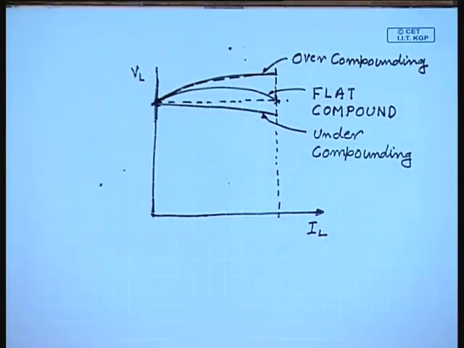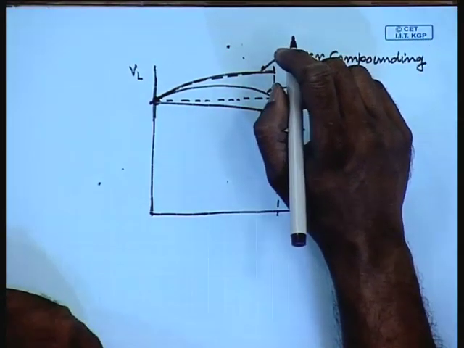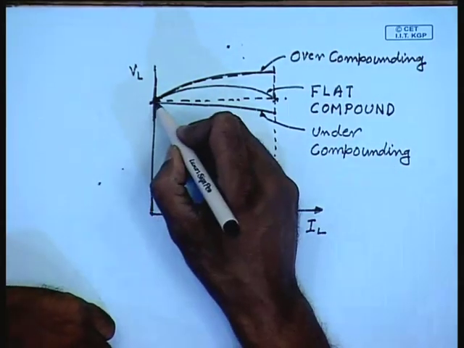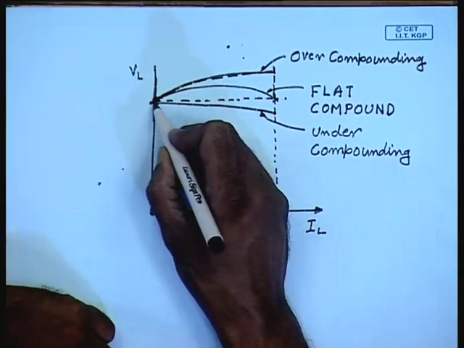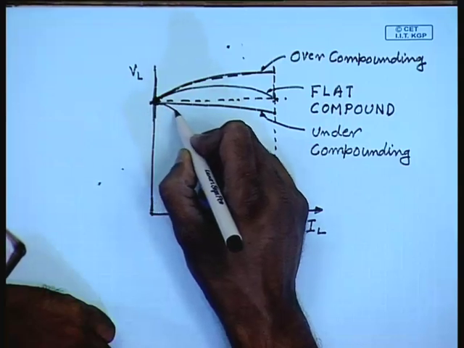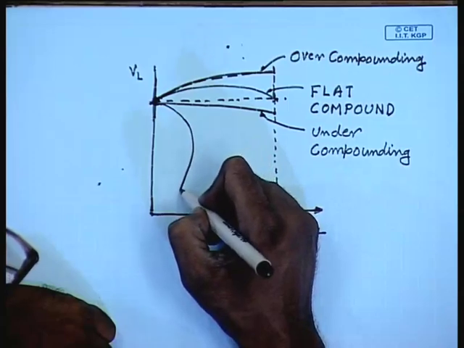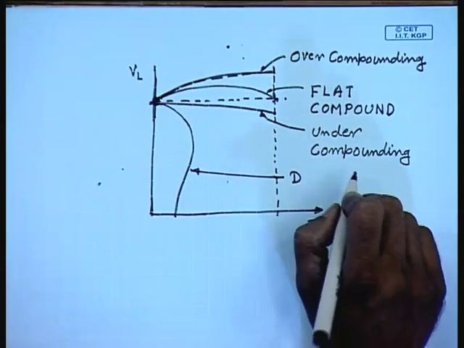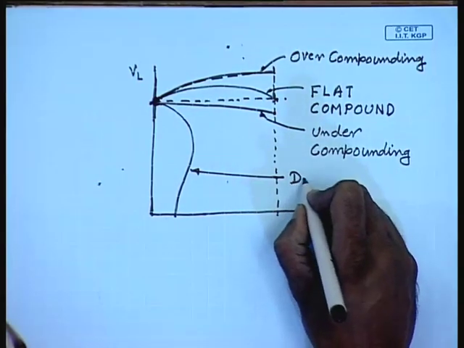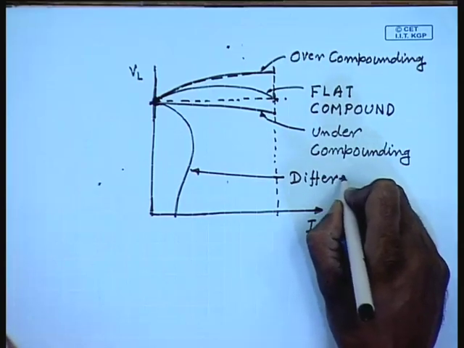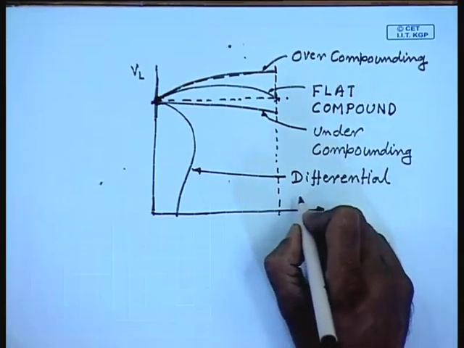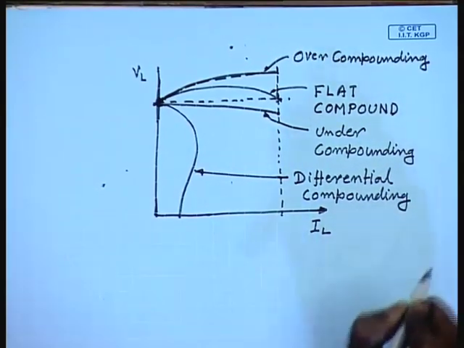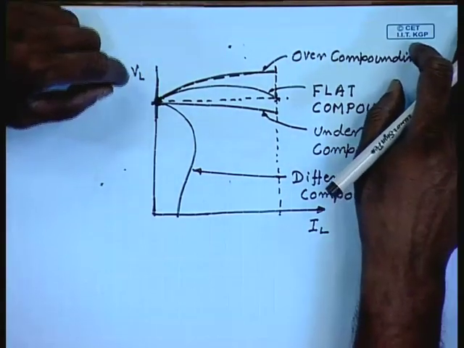These characteristics are obtained when one uses a cumulatively compound generator, but when a differentially compounded generator is used, the output characteristics is very different. In fact, it looks more like a shunt generator with very large current, that is the output voltage drops off very fast, and in fact it behaves more or less like a current source rather than a voltage source. This is differential compounding. Because of this nature, differential compounding is not very much in use.